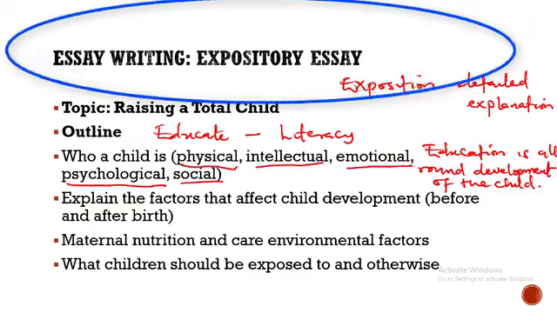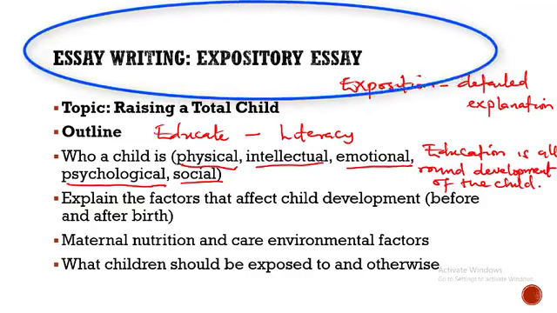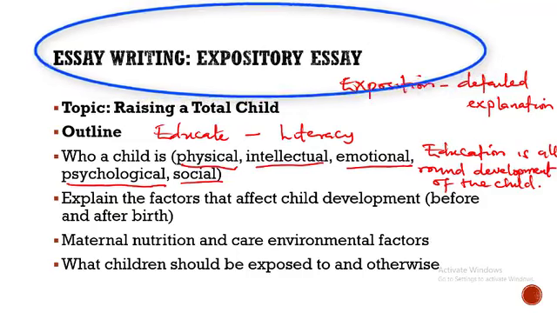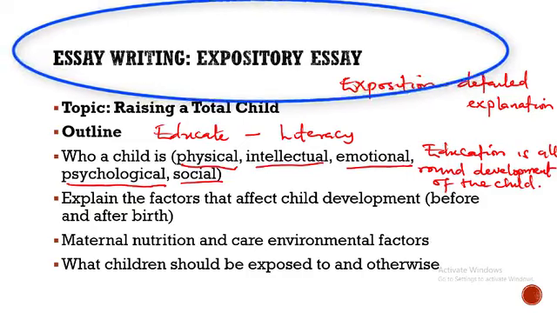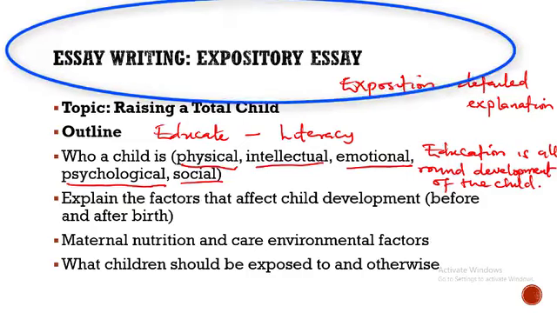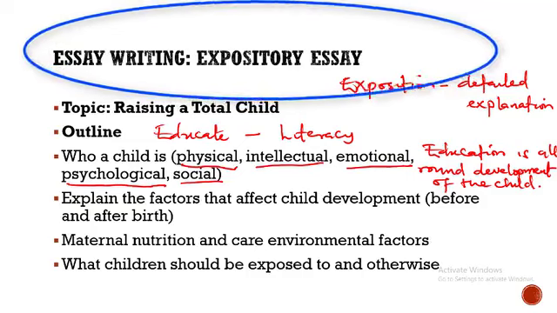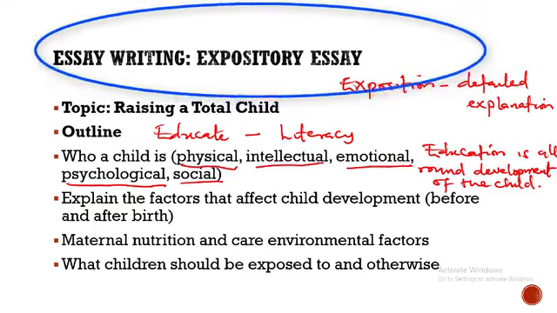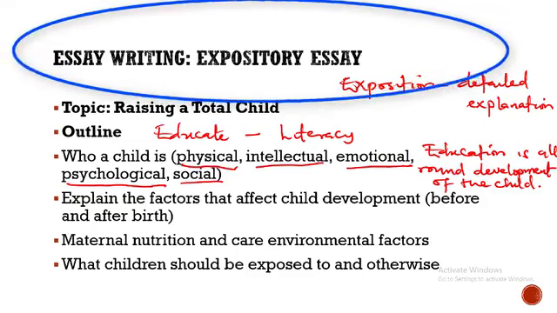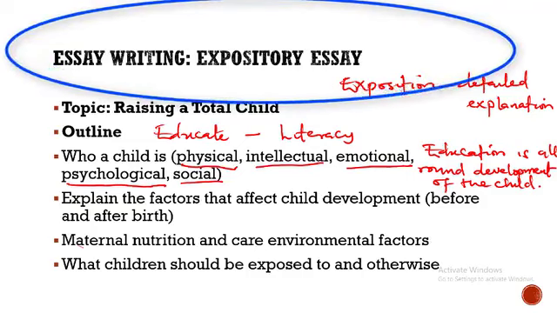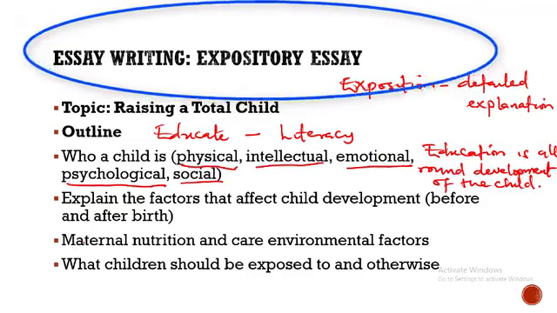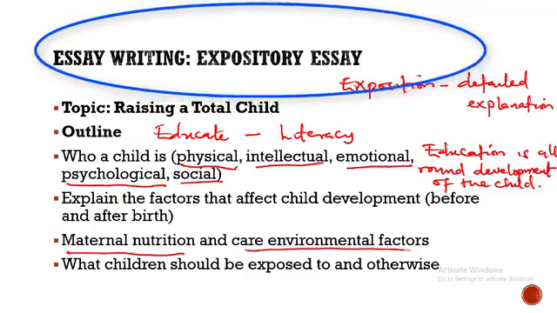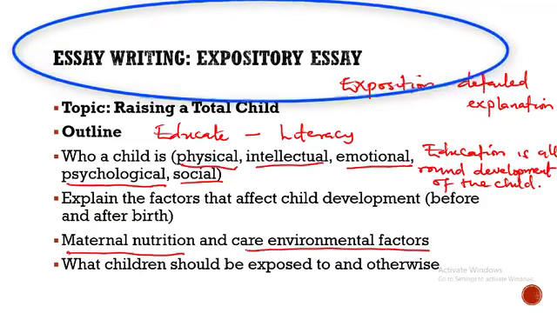Then you go further in explaining the factors that affect the development of the child. The factors before and after the birth of the child. There are some factors before the birth of the child, and there are some factors after the birth of the child. So we go ahead and discuss all of these in succeeding paragraphs. We will talk about maternal nutrition, how the mother needs to feed well, alright, to have healthy children. Okay, so maternal nutrition and care.